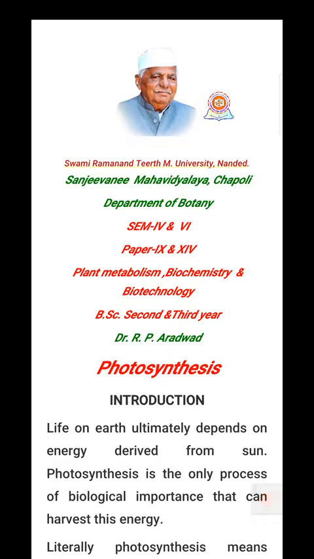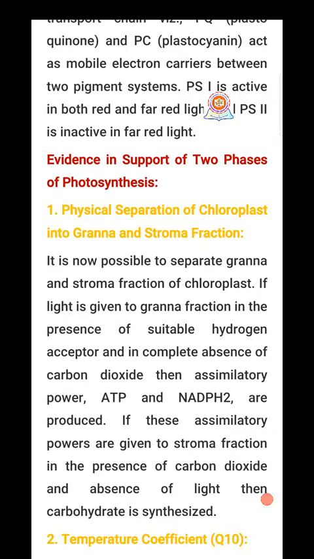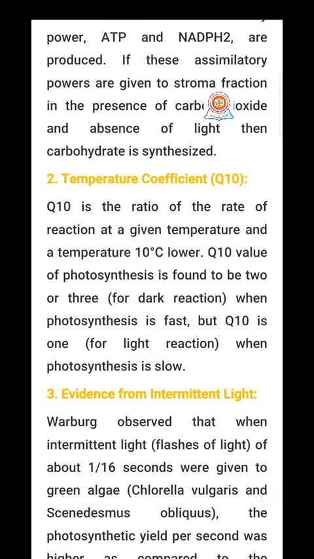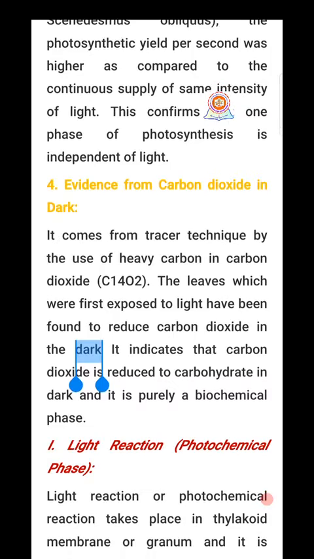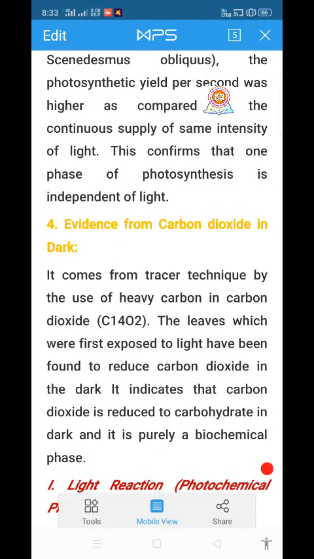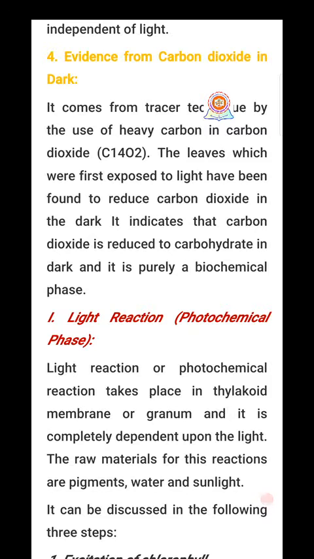In the previous lecture, we discussed the evidence in support of two phases of photosynthesis, that is, evidence from physical separation of chloroplast into grana and stroma fraction, temperature coefficient, evidence from intermittent light, and evidence from carbon dioxide in dark. And now in this lecture we are going to discuss the light reaction or photochemical phase of photosynthesis.